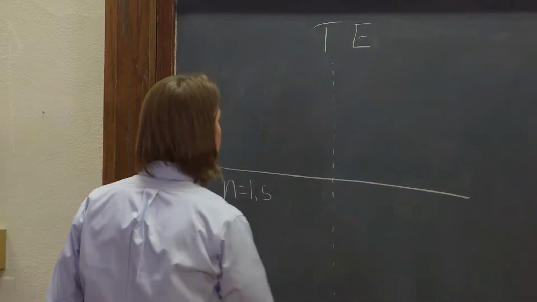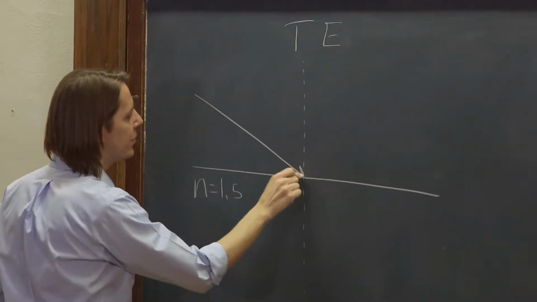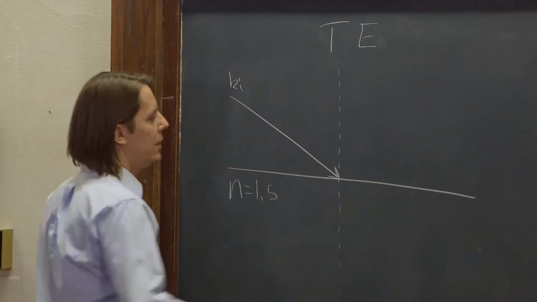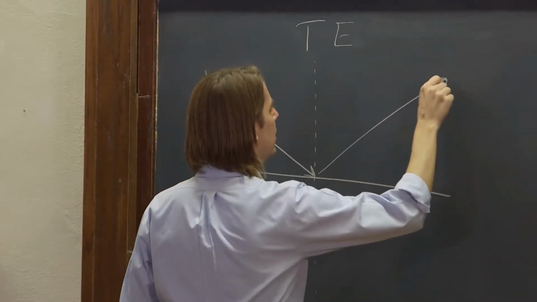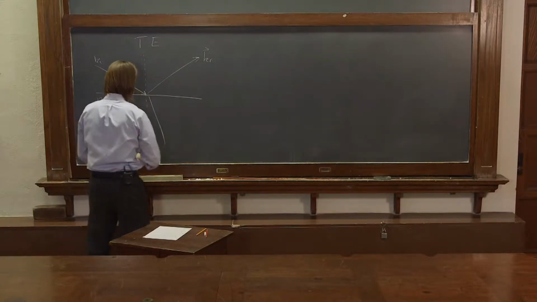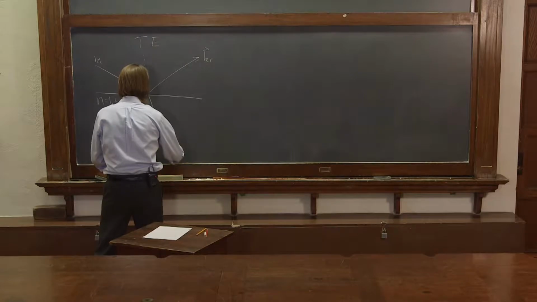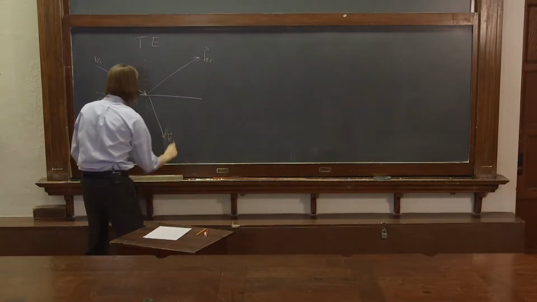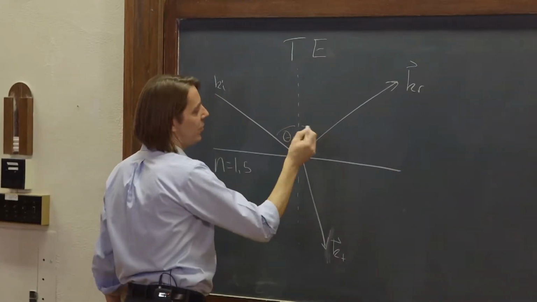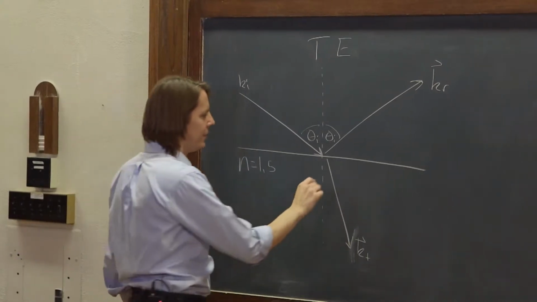Okay, so there's the normal, and the incident k vector looks like that, ki, and the reflected k vector like that, and the transmitted k vector like that. And we know our angles. This is theta i. This also is theta i, right? The angle of incidence equals the angle of reflection. And this is theta t.